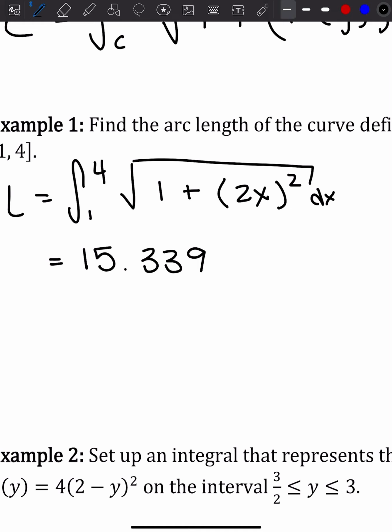So the big pieces here is we need to know what formula we're using. If it says arc length, then we need to use this formula. We need to find the derivative with respect to x, since it's with respect to x, and then we need to plug everything in.